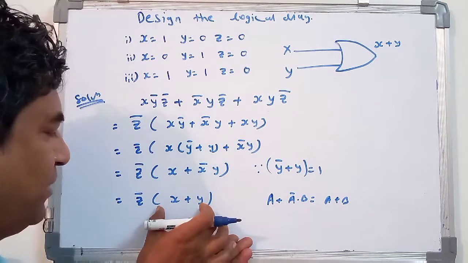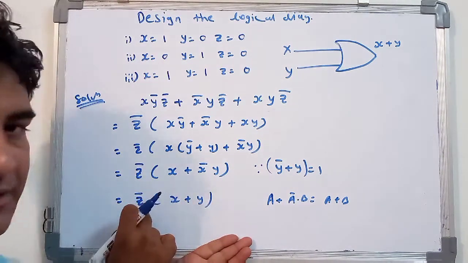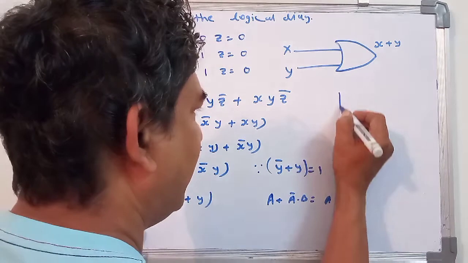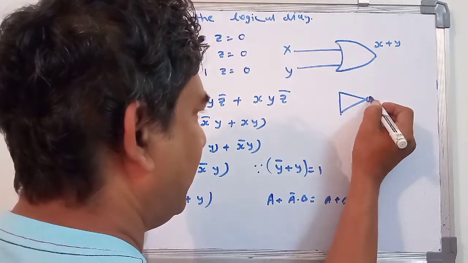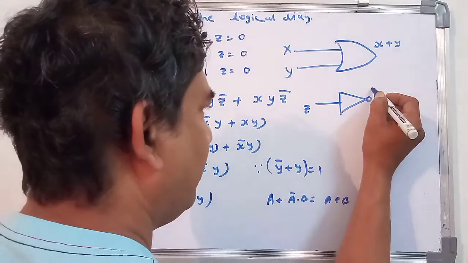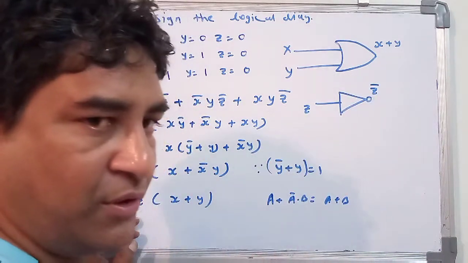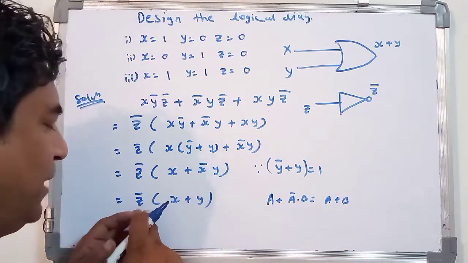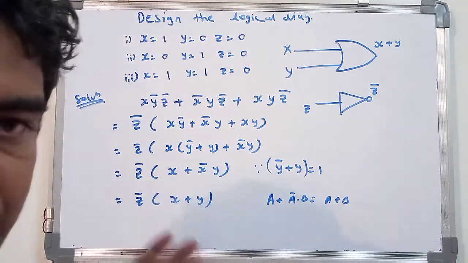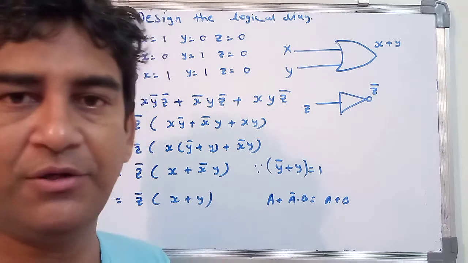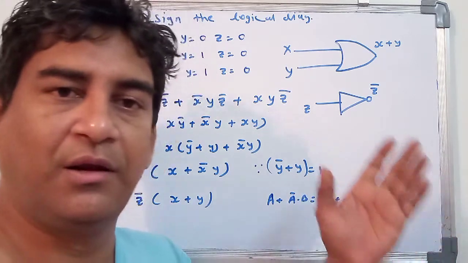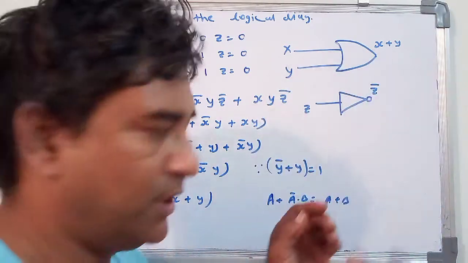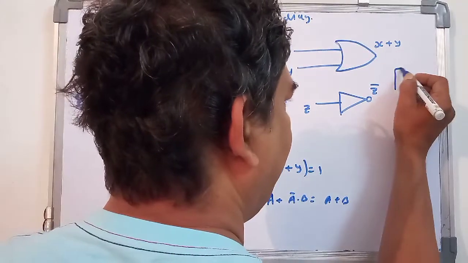Then this x plus y has to be multiplied with a z bar. This z bar is nothing but a simple inverter. By giving the z, you will obtain the z bar at the output. Then this output and this output are going to be multiplied. For this multiplication, you have the logical gate. That logical gate is the AND symbol, and you connect these outputs to the inputs of the AND gate. So you will get the logical diagram like this.